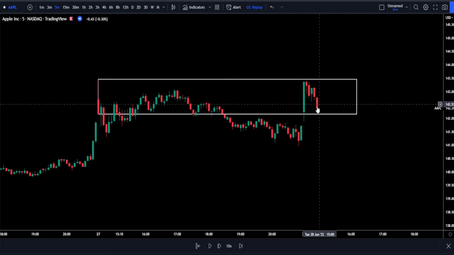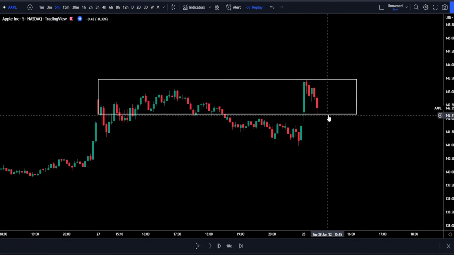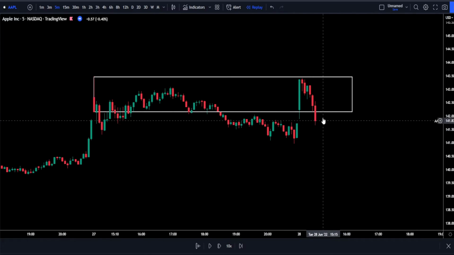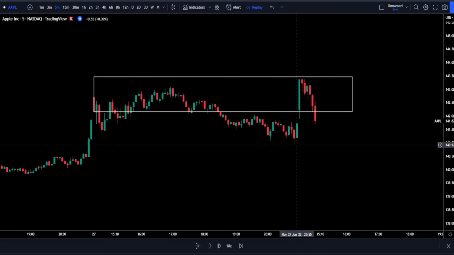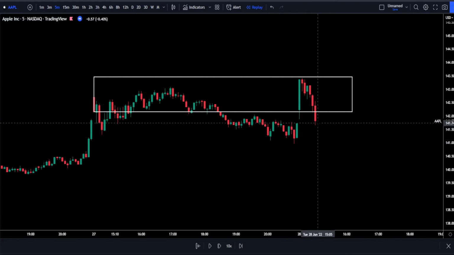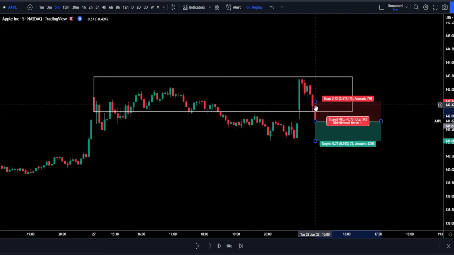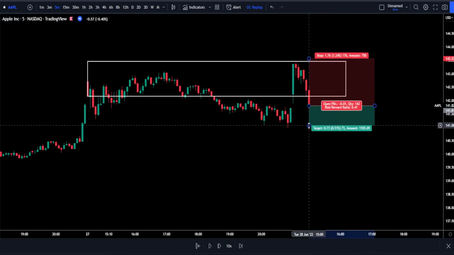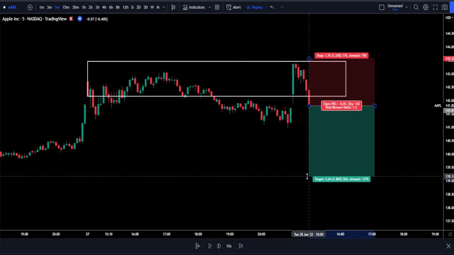Then we need to have a bearish candlestick that would close below this zone and the body of the most recent bullish candlestick. Okay, we can see that such a candlestick has been formed. So we're going to go ahead and place a sell order at the close of this trigger candlestick. Our stop loss will be set slightly above our supply zone. And once again, we will be targeting 1.5 times the risk.